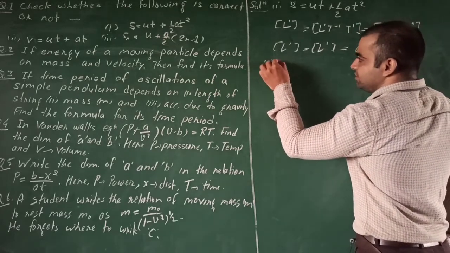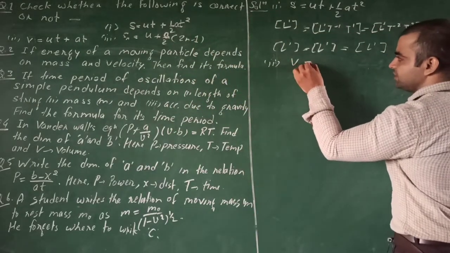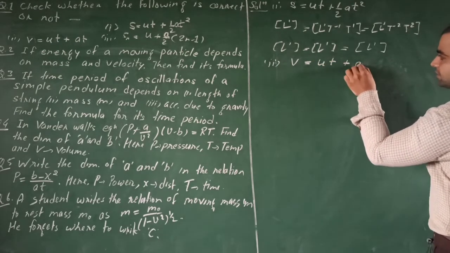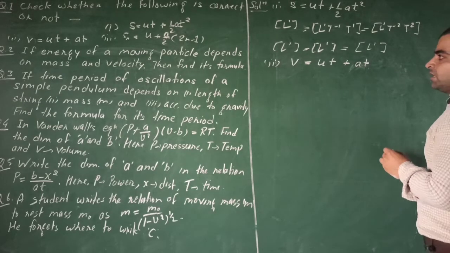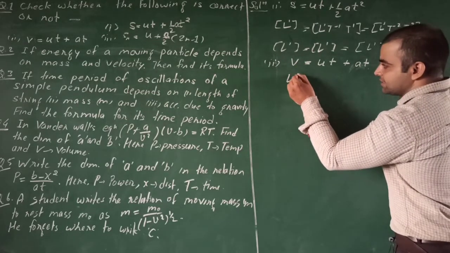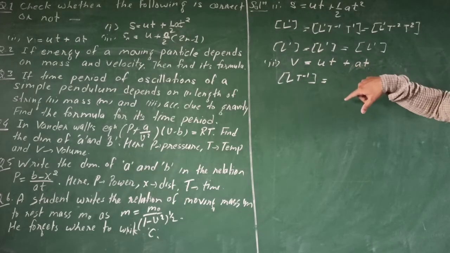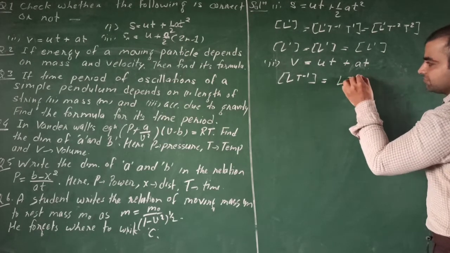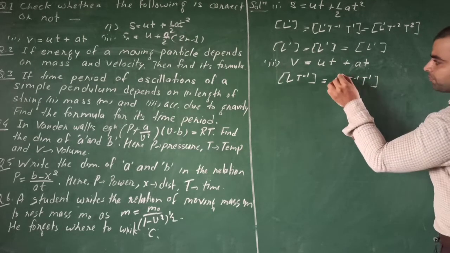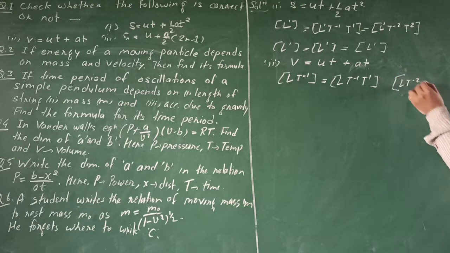Second question is given v equals ut plus at. This is the second question. By the law of homogeneity, prove it. V is the velocity, and its dimension will be L t minus 1. Here u is also the velocity, its dimension will be L t minus 1. And here is the t, its dimension will be t1. For acceleration, L t minus 2, for time t.